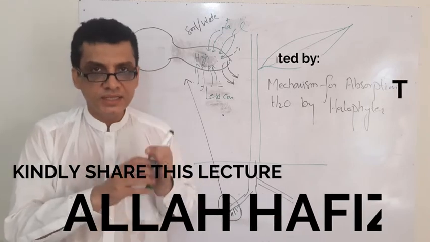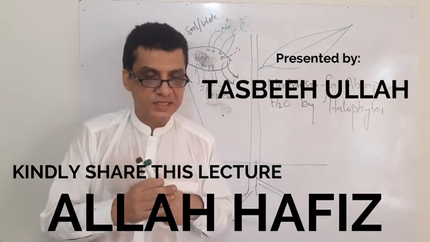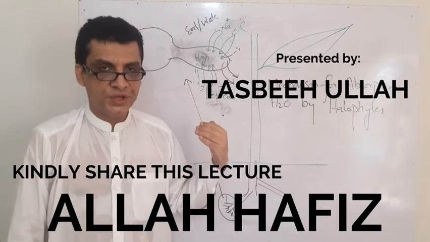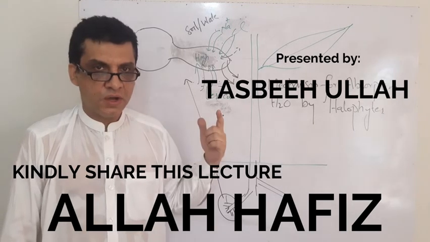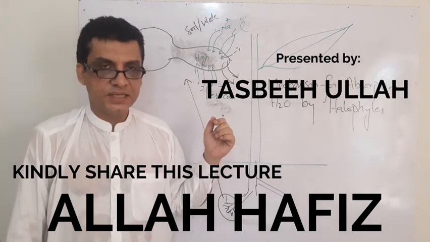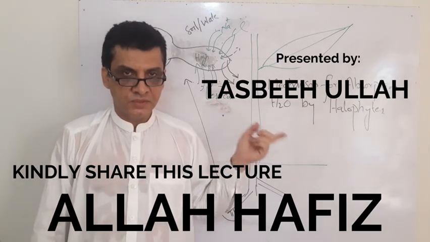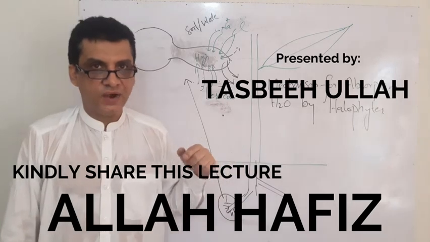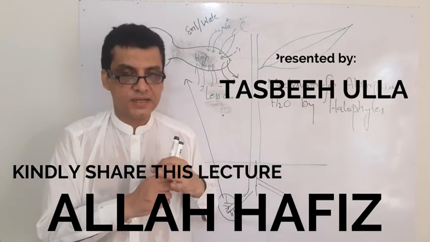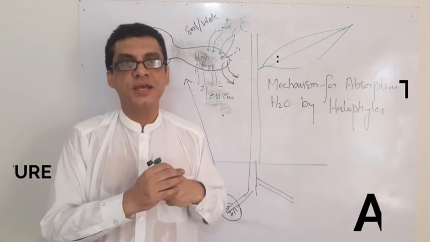So this was about the halophytes. We have completed 3 categories of osmoregulation in plants. One was hydrophytes, which was in the previous lecture. And in this lecture we have completed xerophytes and halophytes, and inshallah in the next lecture we will discuss the mesophytes. So thank you very much.